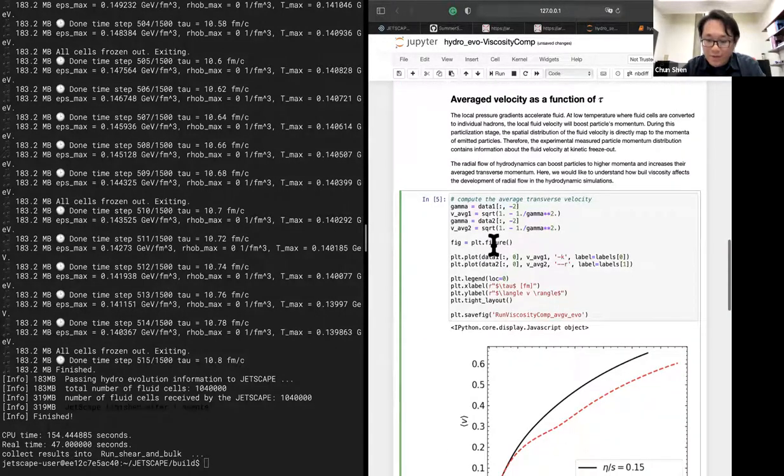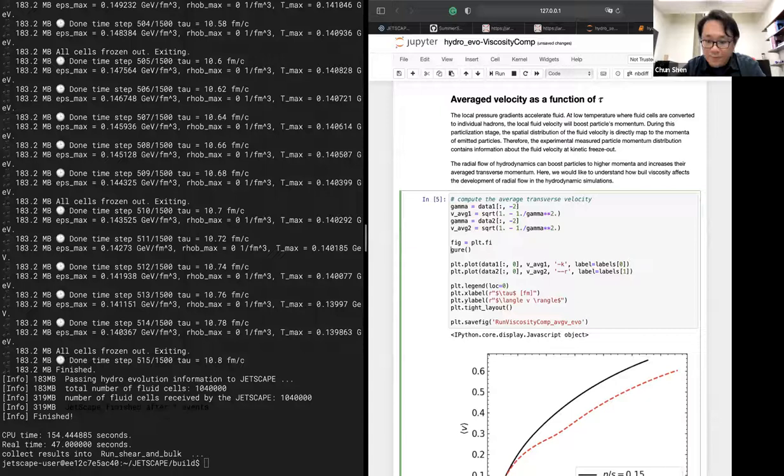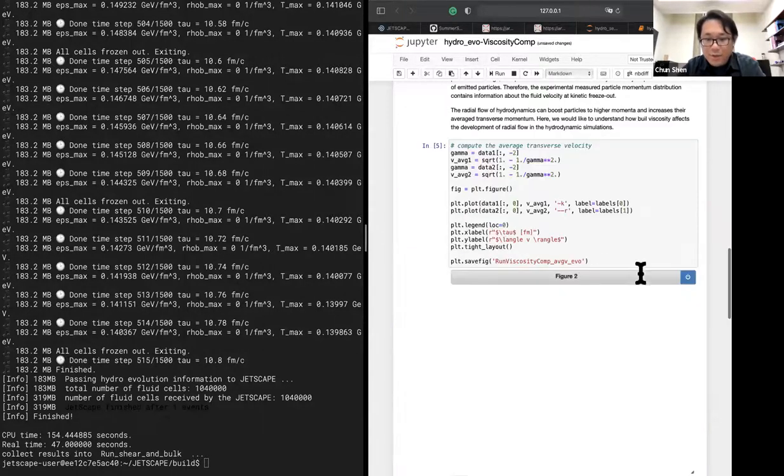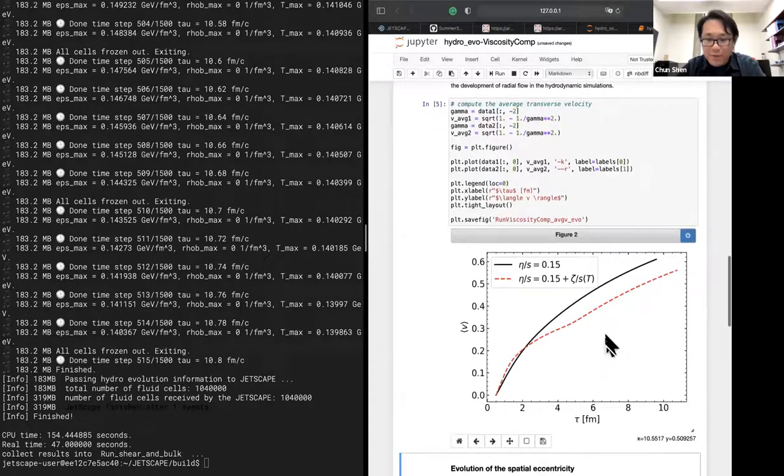And we can also look at the evolution of the radial flow. We would understand that the presence of bulk viscosity reduces the radial expansion of the fireball. And indeed, you can see that after about two fm/c, the bulk viscosity effects kick in and start to slow down the expansion compared to the zero bulk viscosity case.